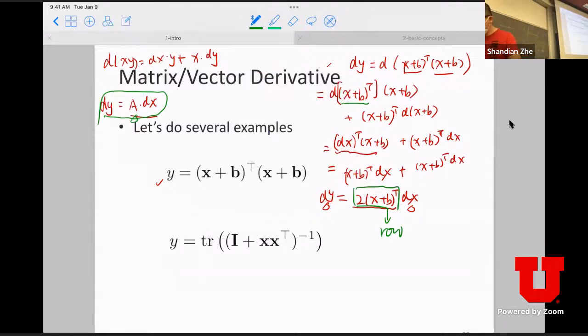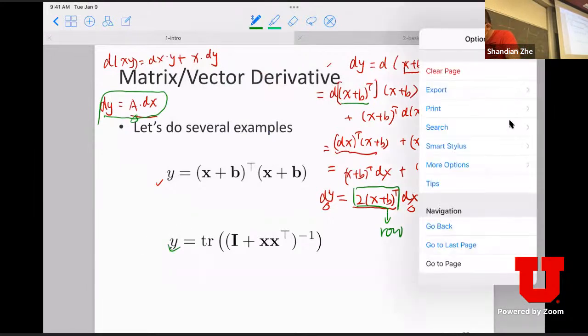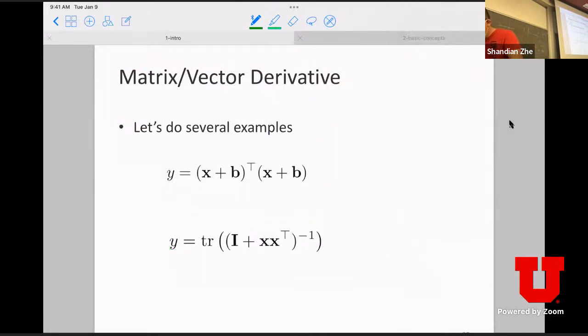Okay, so now let us do a little bit more complex case here. This guy is dy equals some trace operator. I is the identity matrix. X transpose, where x here is a vector, so x x transpose is essentially an outer product. It's also a matrix, right? And then I'm going to take the inverse of this matrix and then take the trace. I believe everyone knows what trace means. Trace just means you sum up all the diagonal elements in a matrix.